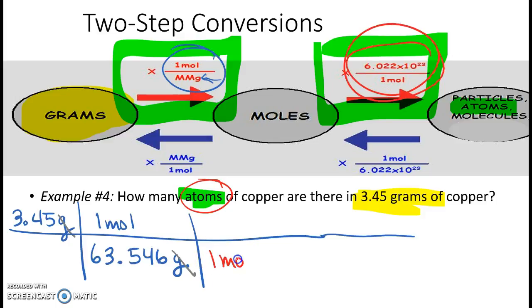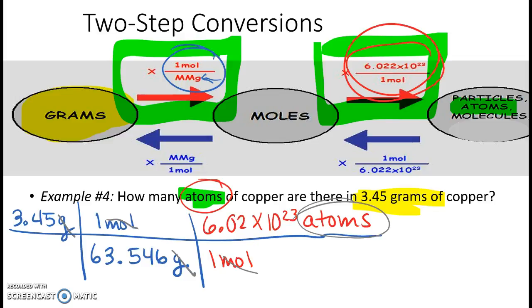We're going to place 1 mole in the denominator, and 1 mole is equal to Avogadro's number of atoms. So you're going to multiply 3.45 times Avogadro's number, hit enter in your calculator, and then divide by the molar mass of copper. You can see also that moles have canceled out, and we're going to be left with atoms as our answer. So your final answer is 3.27 times 10 to the 22nd atoms of copper.